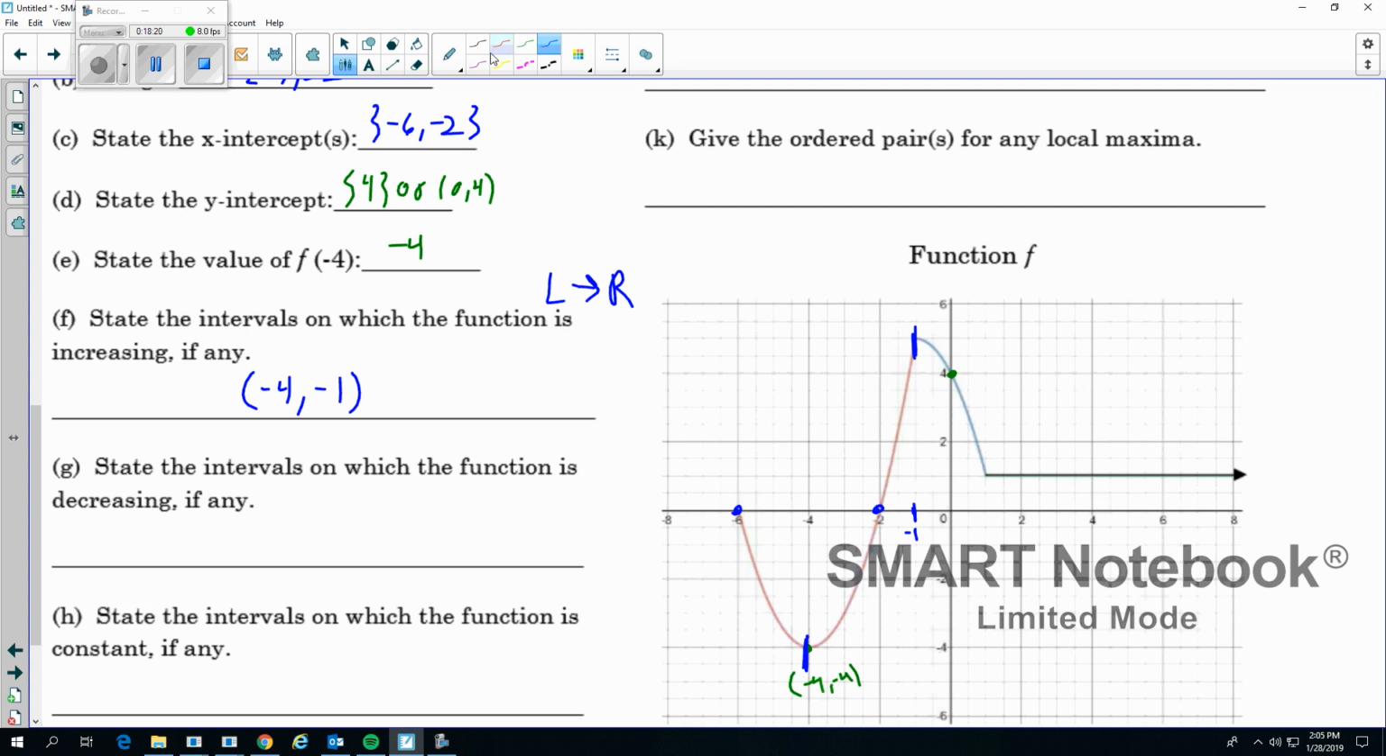Okay, decreasing. It looks like we're going to have a couple intervals. We're going to have two intervals for that. We're going to have one from here, from -6 to -4. So I'll go ahead and write that down. So from -6 to -4. And you can say "and," or if you want to, you can put a union, however you want to do that. Also, it's decreasing from, it looks like, -1 to +1. So then from -1 to +1.